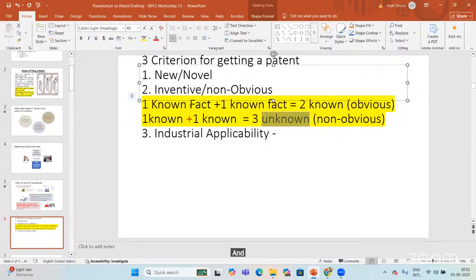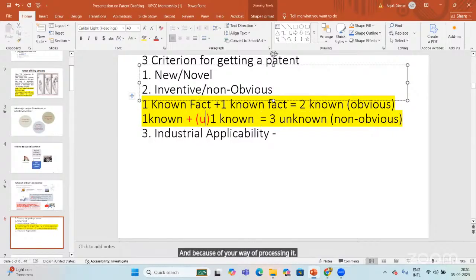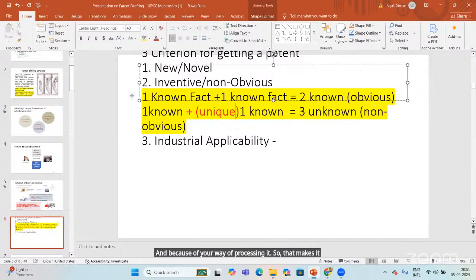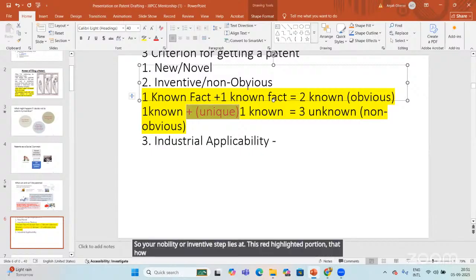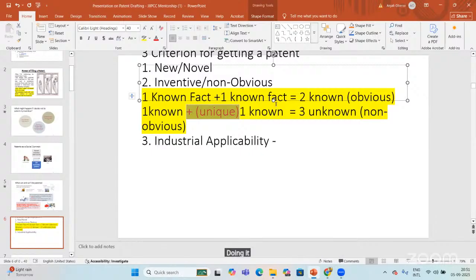And because of your way of processing it, that makes it unique. Got it? So your novelty or inventive step lies at this red highlighted portion: how you are doing it, processing it, making it, manufacturing it. So this is how patentability works.